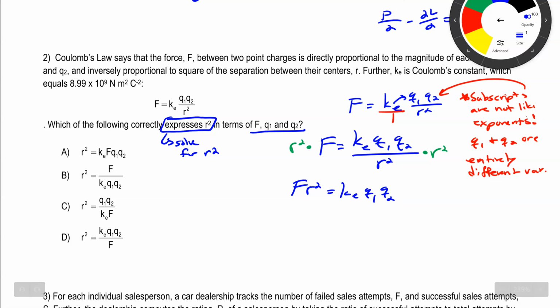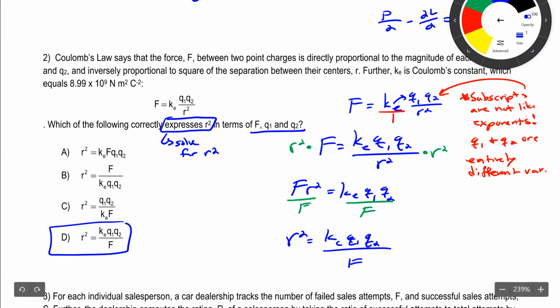And we're solving for r squared, so all I have to do now is divide by F. So I would get my r squared by itself. So r squared equals k_e q1 q2 over F. And there you go, you got your solution. The solution there is going to be letter D.